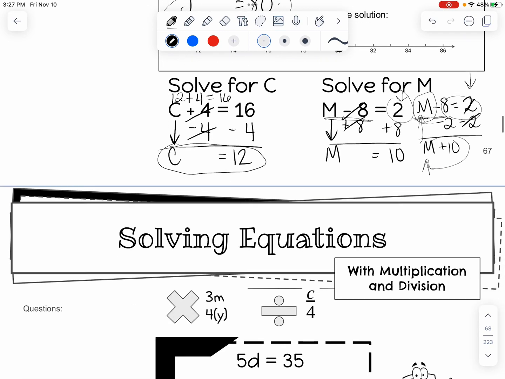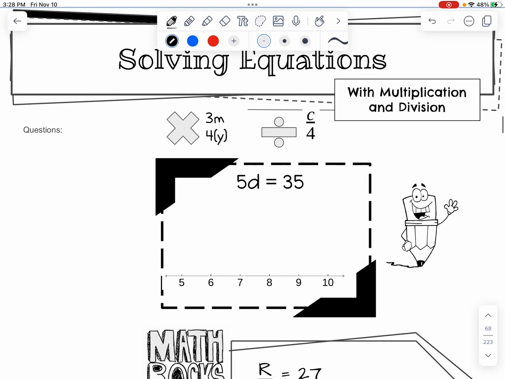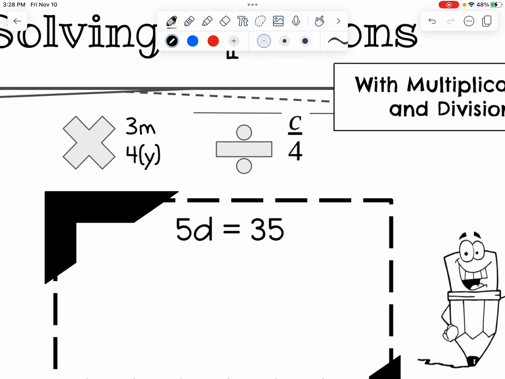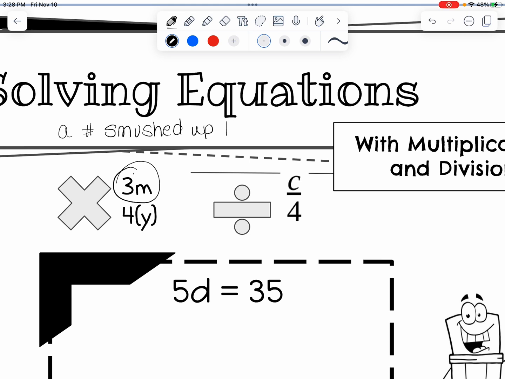So now we're going to do multiplication and division, and we are going to practice these for 2 days. Okay, here we go. So still we do the same thing. So remember, when we are working with multiplication and solving equations, we are going to see this a lot. When a number is smooshed up to the variable, it is being multiplied.